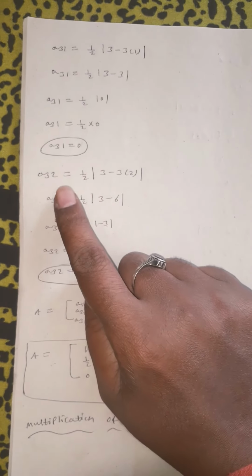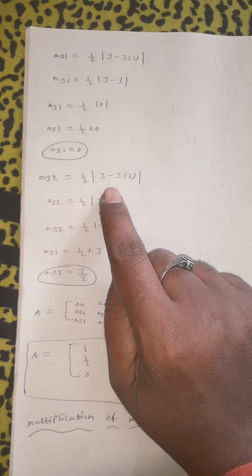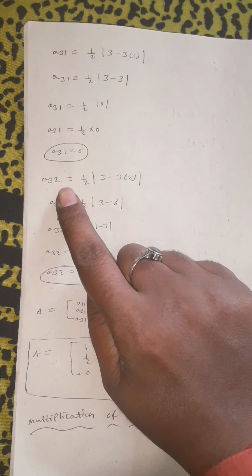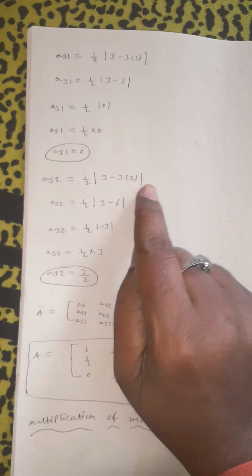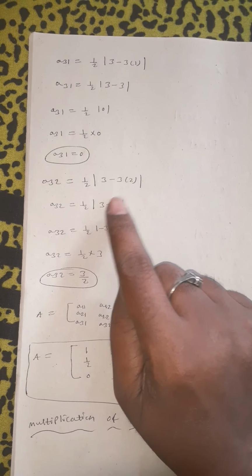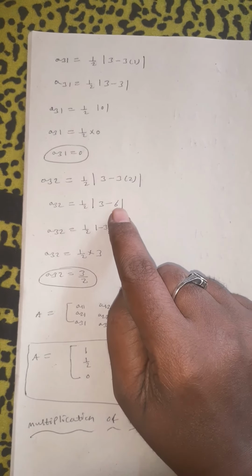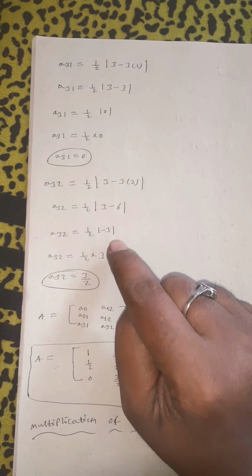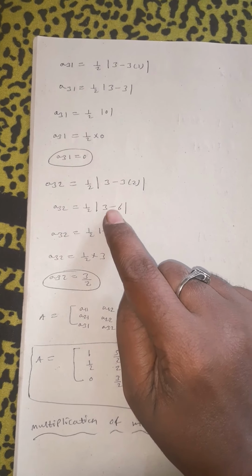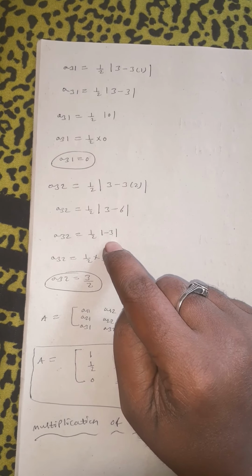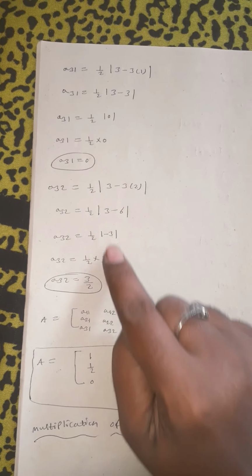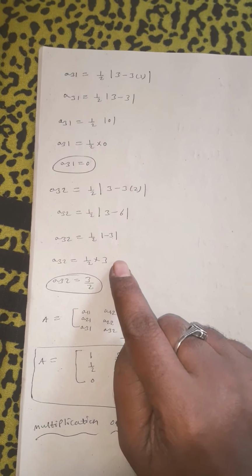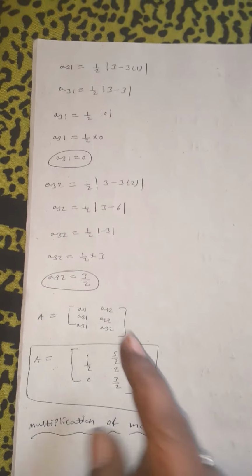Next, the last value A32 is equal to half of modulus. Here I value is 3, j value is 2. 3 minus 3 into 2. So 3 minus 3 into 2 is 6. Here the big number is having negative symbol, so you'll get the answer in negative. 3 minus 6 is minus 3. Modulus of negative will become positive. 1 by 2 into 3 is nothing but 3 by 2.